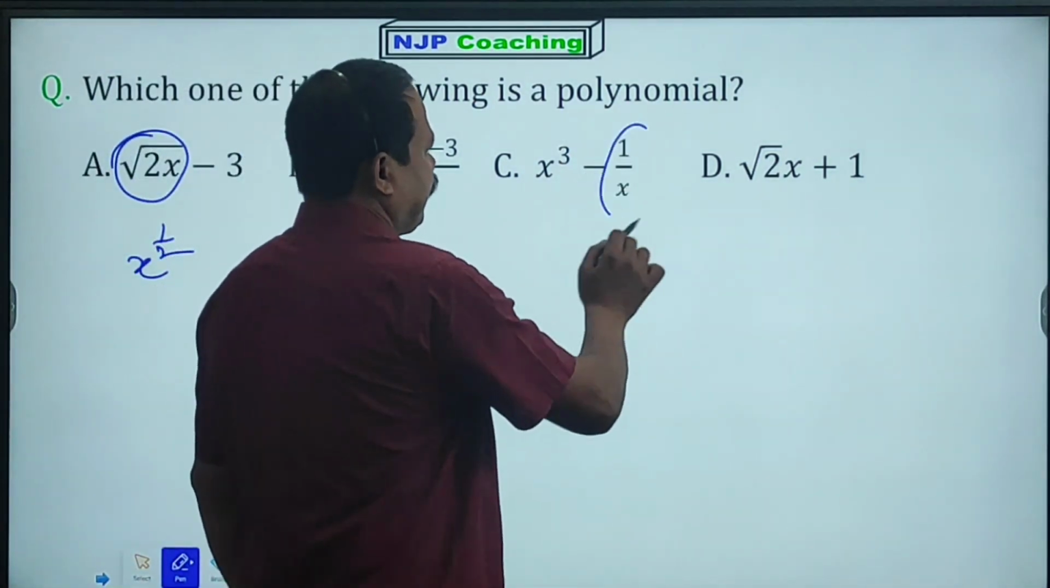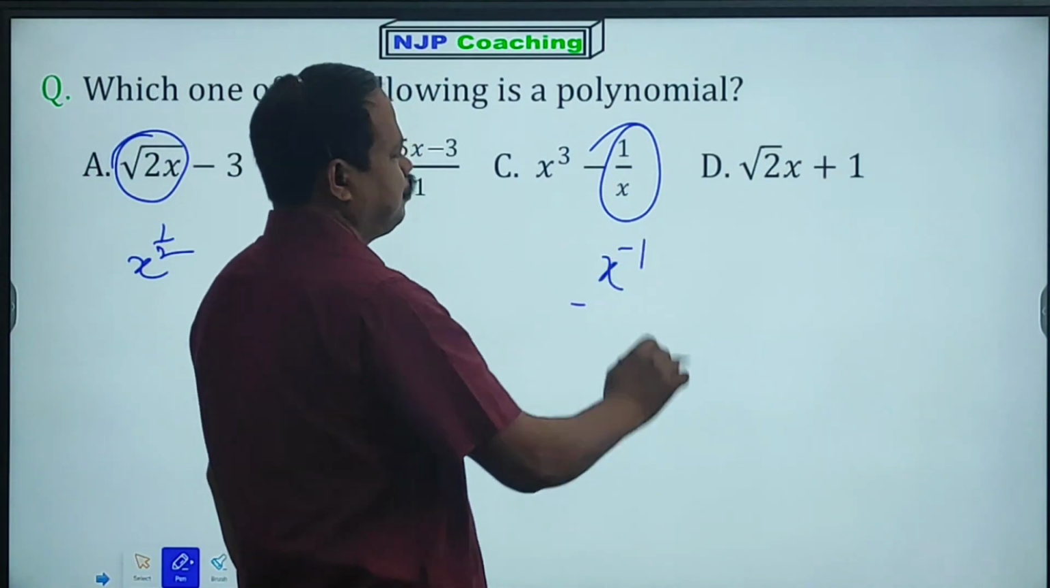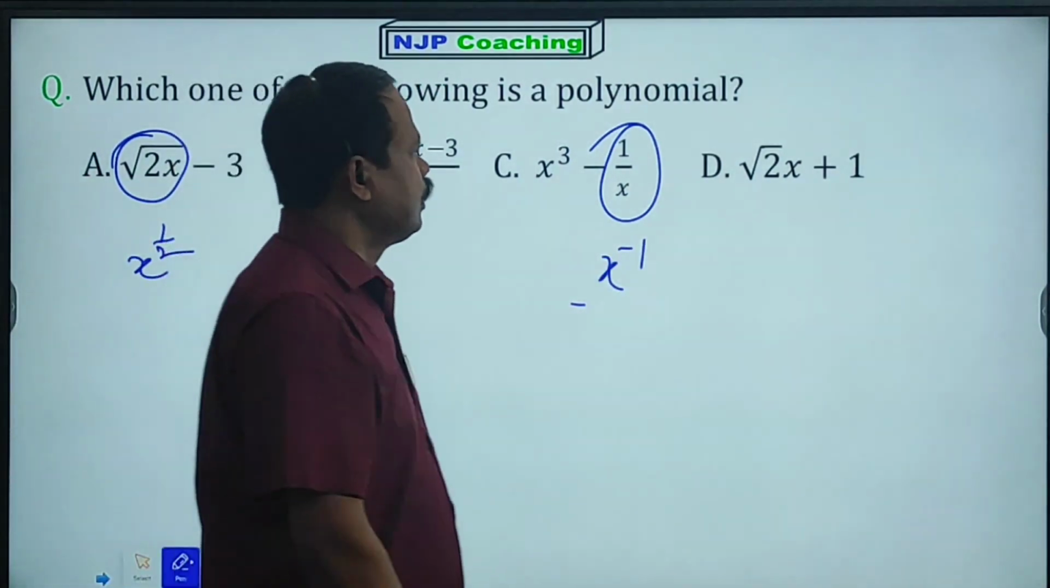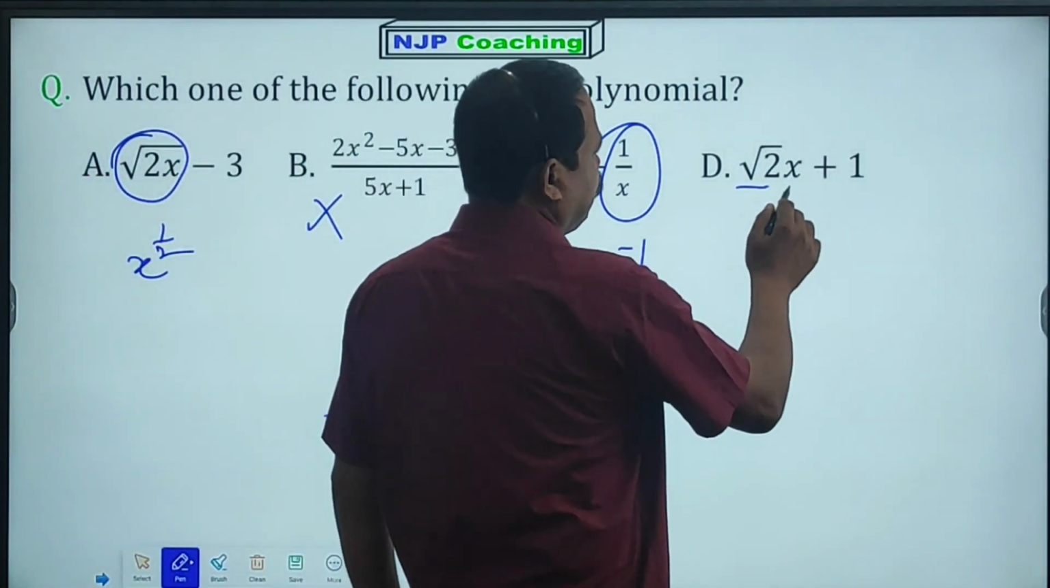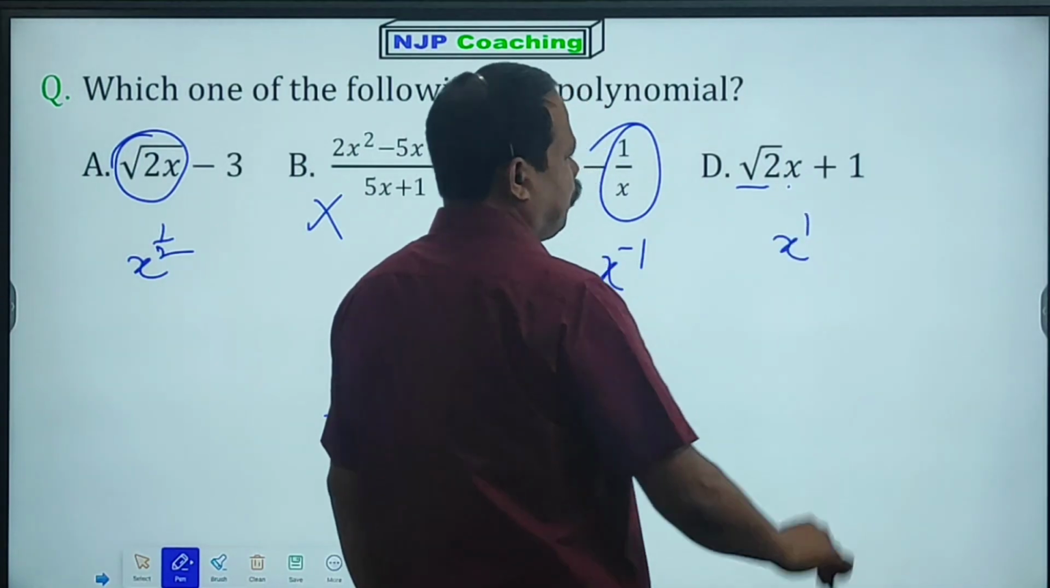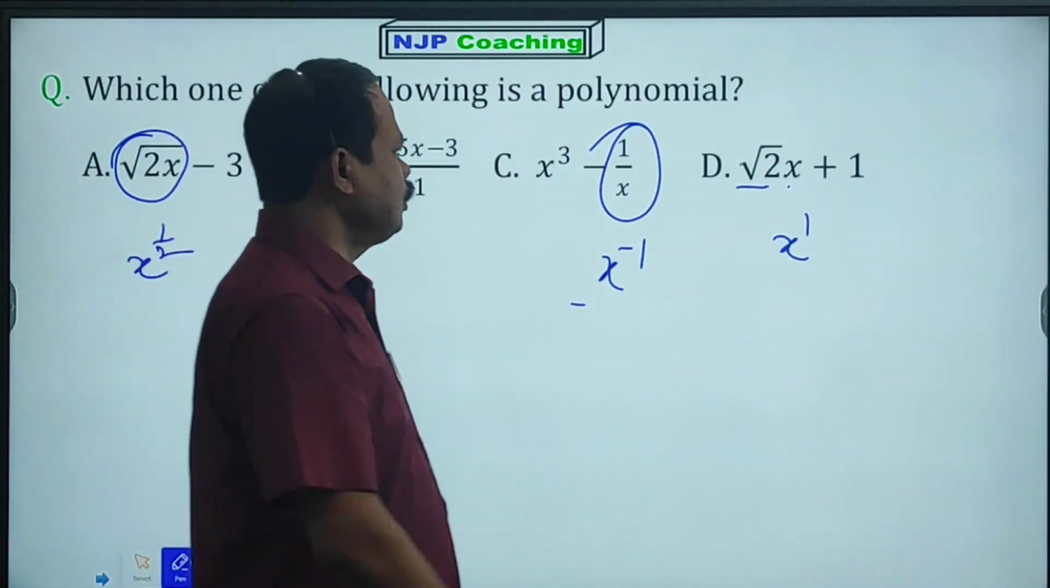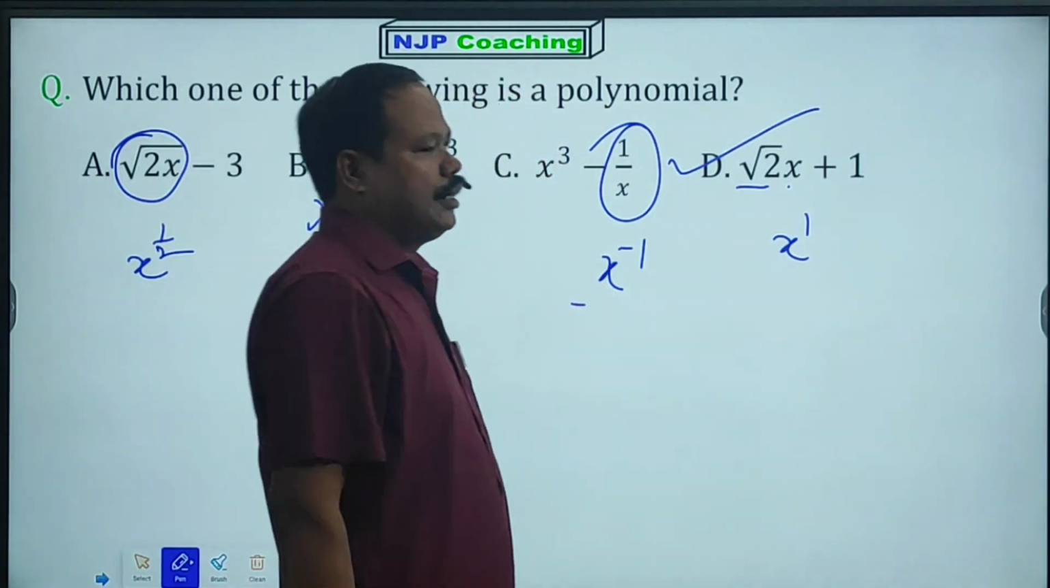So this is also not a polynomial. And here 1 by x, that means the power of the variable is minus 1. And the last one, root 2 into x. What is the power of the variable? x to the power 1. So D is the right answer.